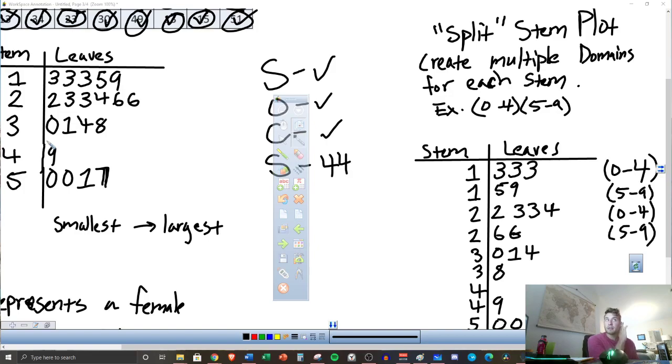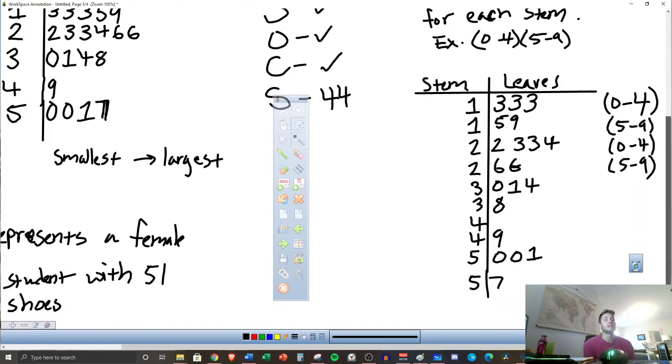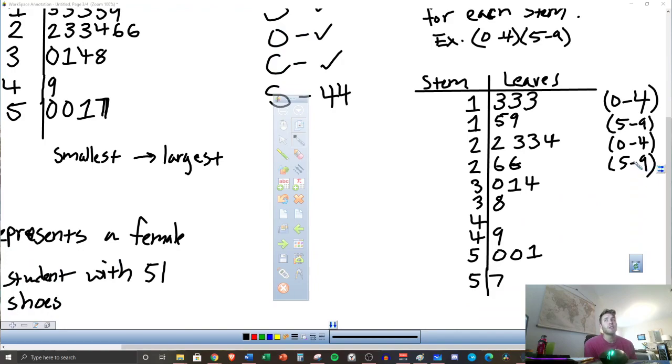So that's the benefit. Now, we could also do this with 0 to 1, 2 to 3, 4 to 5. We could do stems like that as well to really spread it out. And this is all based on, do you have a lot of data?